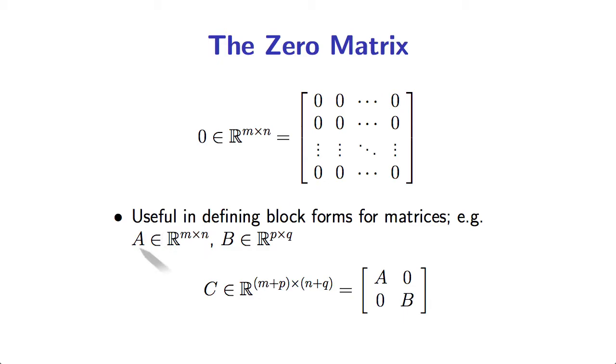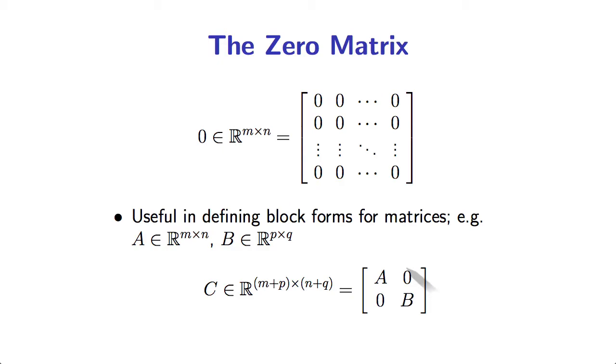So for example, if we have a matrix A in m by n and B in p by q, we could form a block diagonal matrix. That's a matrix that has A as its top left block and B as its bottom right block, and zeros in the two other blocks. We can define C, which, the sizes of course are going to be m plus p rows and n plus q columns. We can define this in block form as just A, 0, 0, B.